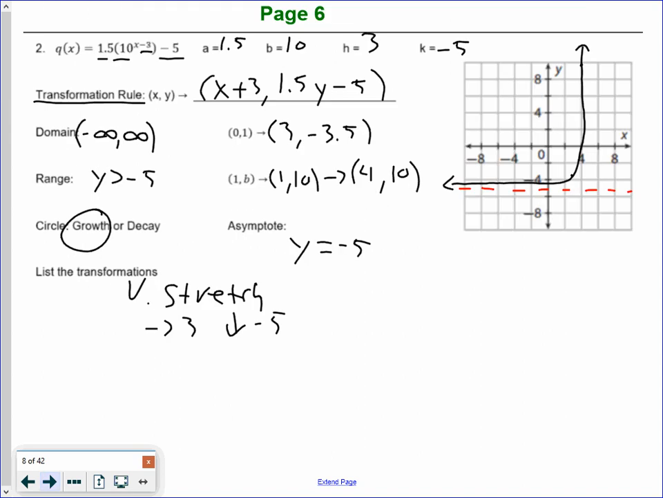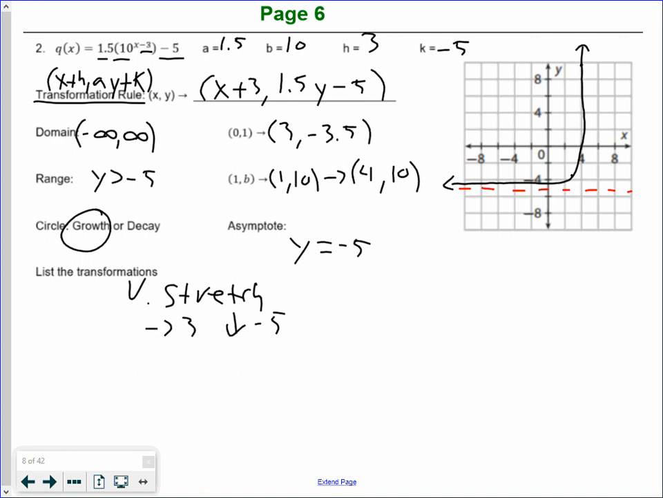All right, this is what you should have gotten for number 2. Our A value is 1.5, our B is 10, that's our base. Our H is positive 3, that's when you have the x minus h. Our K is negative 5. So our transformation rule, remember we're using our new rule of (x + h, ay + k). And when we use that new transformation rule, we get (x + 3, 1.5y - 5).